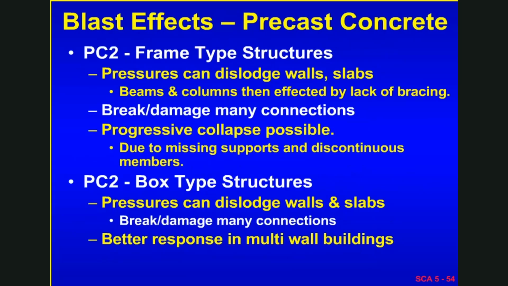Blast effects on precast concrete. I have a couple of structures here to discuss. First of all, in a frame type structure, pressures will dislodge panels, again the walls and panels, and depending on what kind of interconnection there is, the building may or may not survive in good enough shape to form voids. In some cases, the tall ones, there's been a progressive collapse where many stories have collapsed on top of each other. In the case of a box-type structure, there's, again, much redundancy in those structures, and I'll show the example from Saudi Arabia where the structure responded very, very well and few victims were killed.